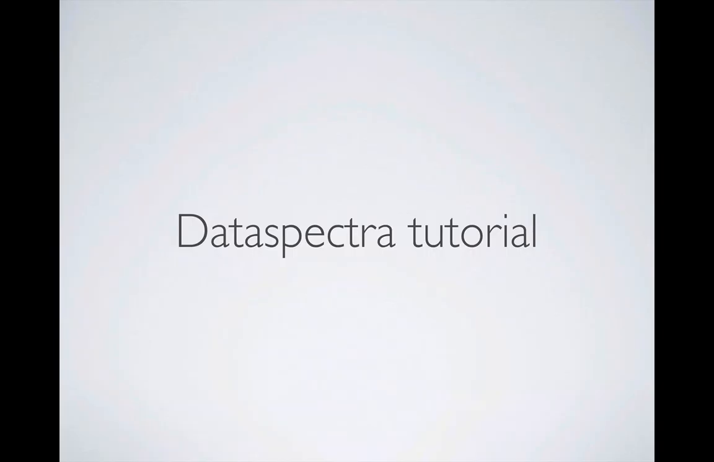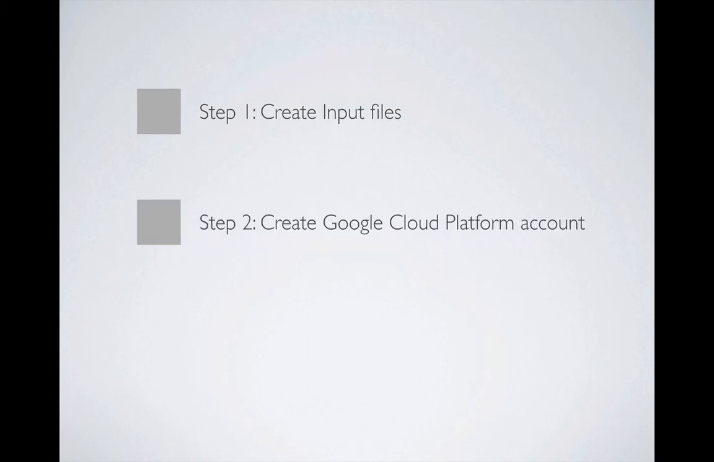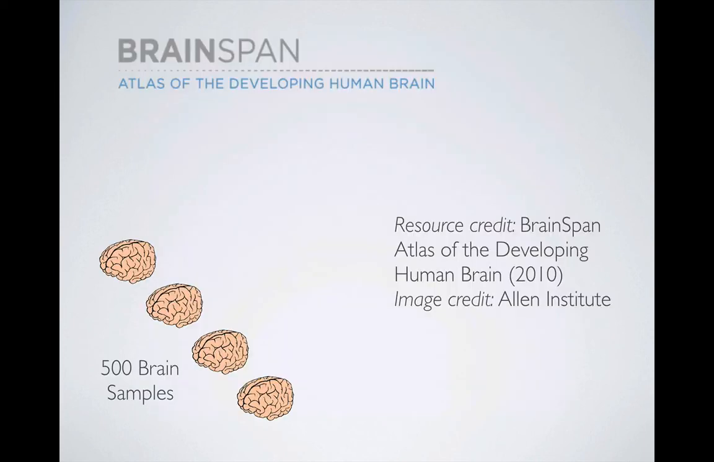In this tutorial, I will walk through the process of using Dataspectra by making a web page from a publicly available dataset. I will take you through Dataspectra's three main steps. First, we will download the data and create our input files. Second, we will create a Google Cloud Platform account. And third, we will run Dataspectra. At the end of this tutorial, you will have your very own interactive website.